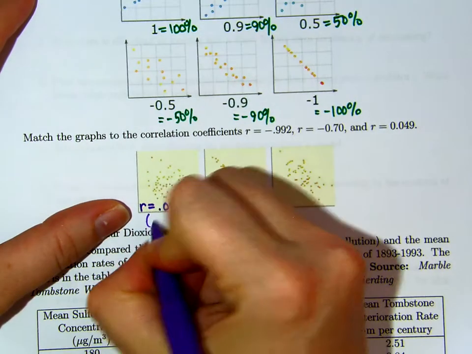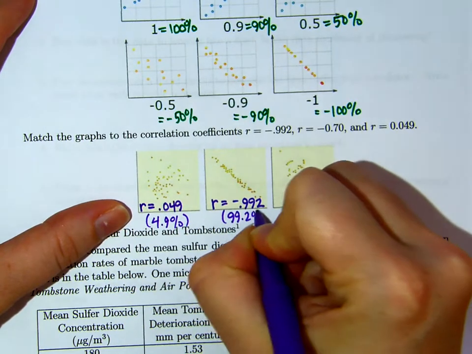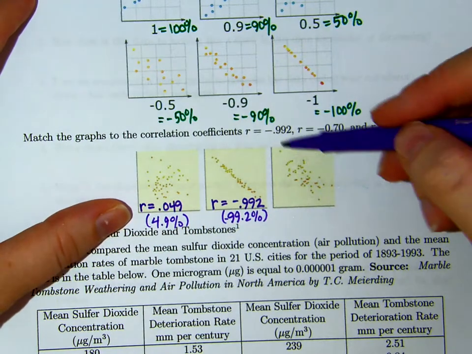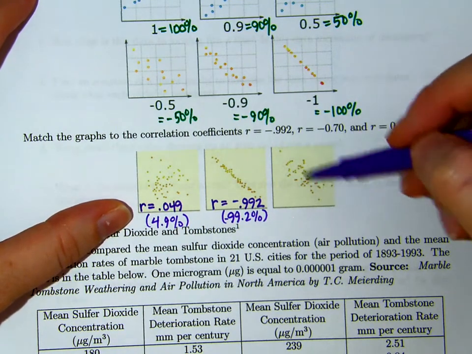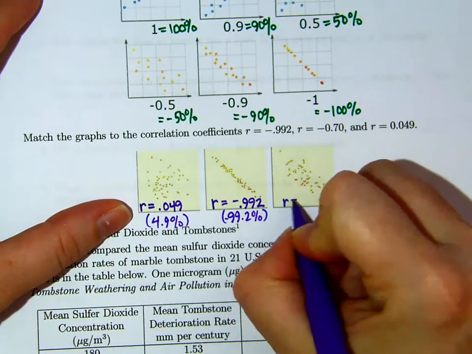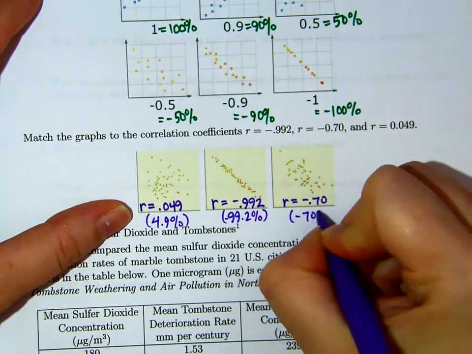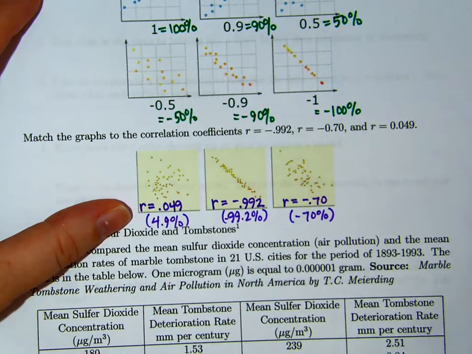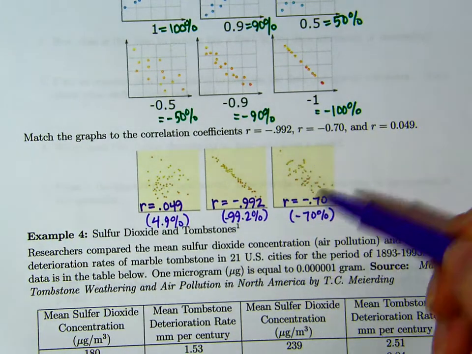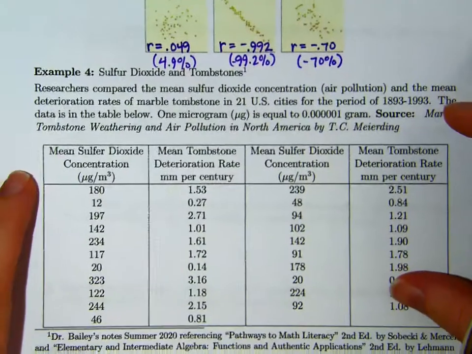And then this one is decreasing, but it's just not great. It's good, not great, right? So that one is our 70%. This R value really is just judging, or measuring, the strength of how linear it really is.